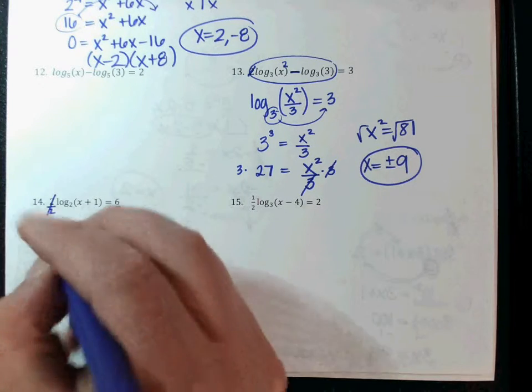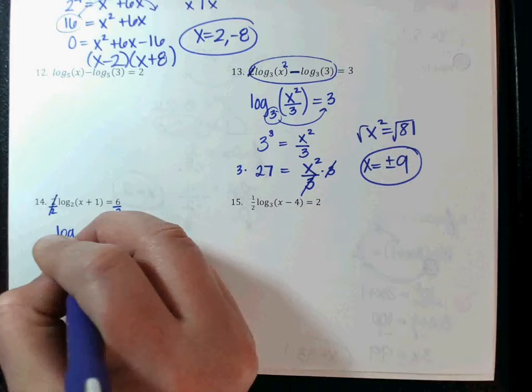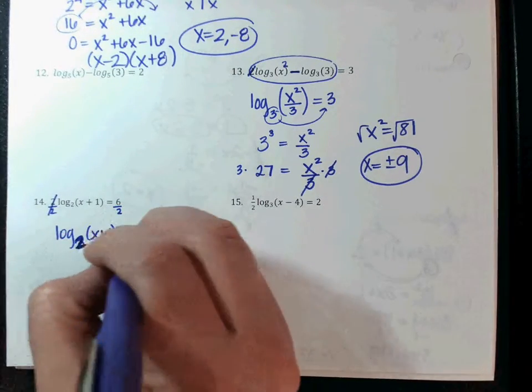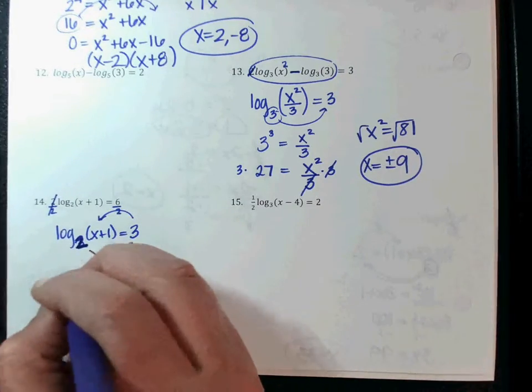Oh, thank you. That should have been a 2. Thank you. Okay, then from there, it's 2 up to the 3 equals x plus 1.